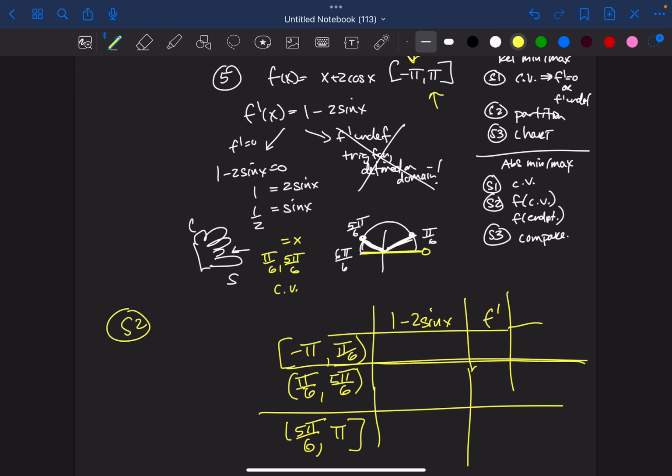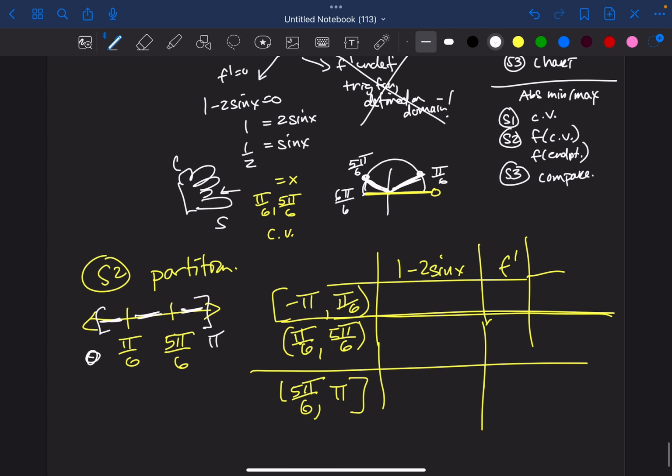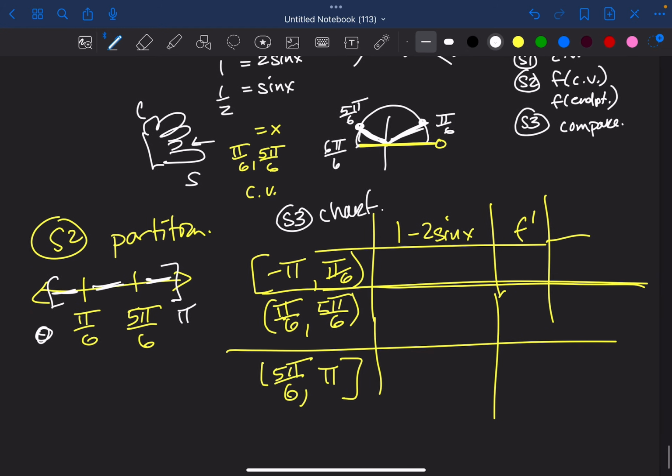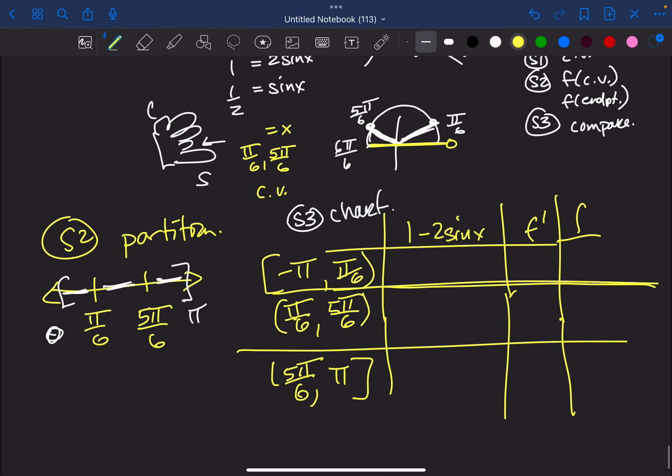So step 2 was to partition. Sorry if I skipped that. So here is our pi over 6. Here is our 5 pi over 6. Remember, our interval stopped over here at negative pi, and it stopped on this side at pi. That's why we have those 3 intervals that you see on our step 3 chart. Okay? So here is our chart, and I have got my derivative, which I want to find out if it's positive or negative, and then I end up finding what's going on there.